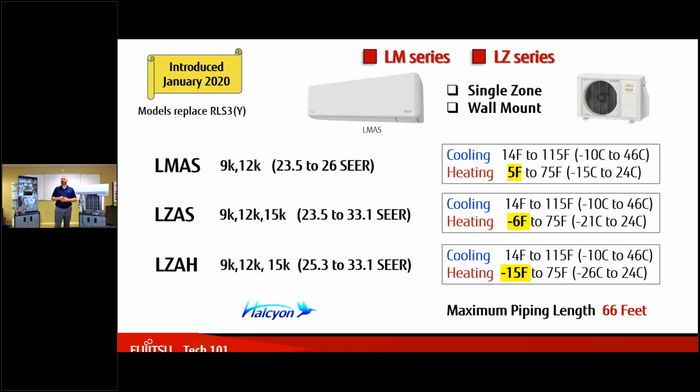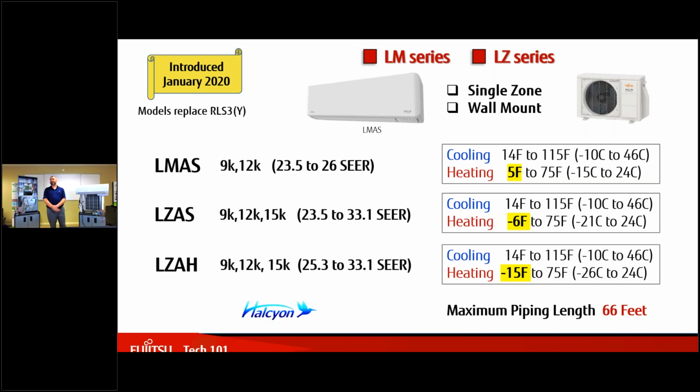All right, here we are getting into our higher efficiency, higher SEER rated units, the LMAS, the LZAS, and the LZAH. When we see that H in the model number, that always denotes an extra low temperature heating unit, bringing our heating rated capacity down to -15 degrees. The LMAS single zone system is 23 to 26 SEER. Then we get to the LZs, 23.5 to 33.1, and same thing on the H series.